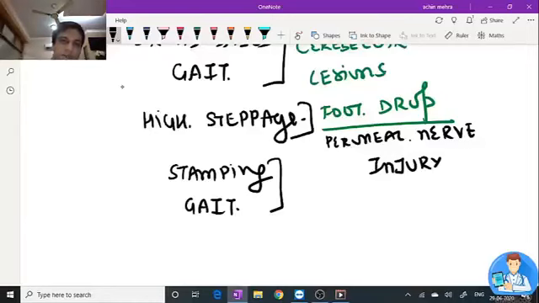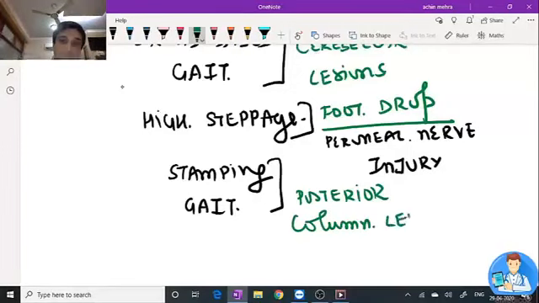Okay. Stamping. Now this is something important. Stamping gait is seen in patients of posterior column lesion. Now write this down. In posterior column lesions, we typically find a stamping gait.